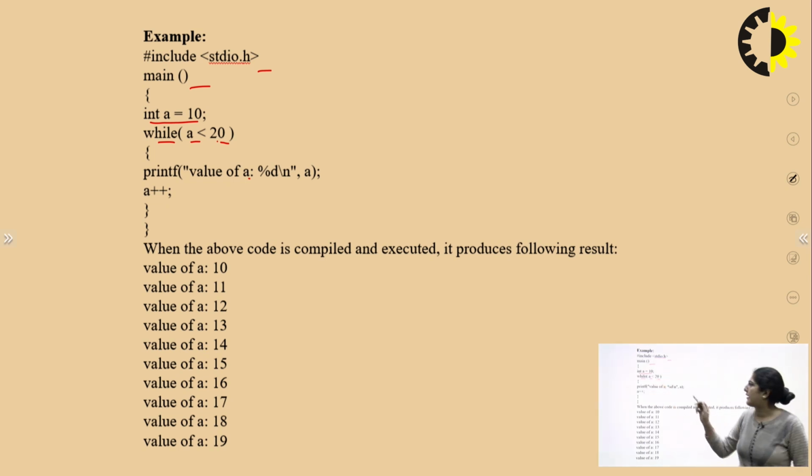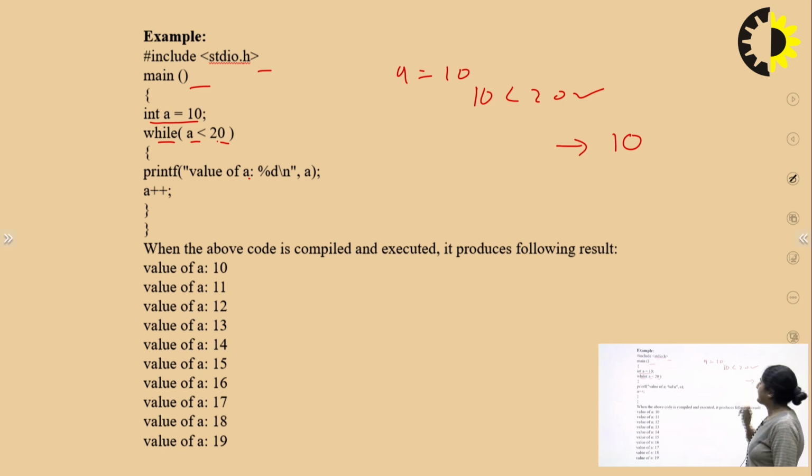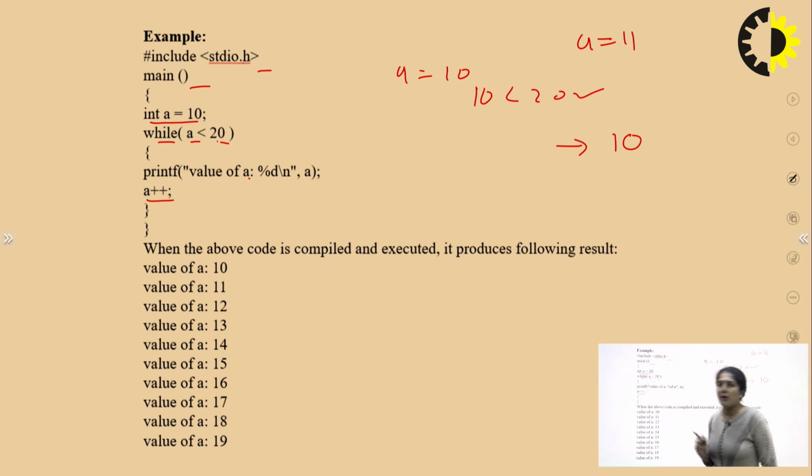So if we do compilation, during the compilation a's value is 10. It will come here and check: while a is 10, is 10 less than 20? The condition is true, so it will execute. First output will be 10. Then we have a++, we have to increment the value of a. Now our value will become 11. Again we will check here.